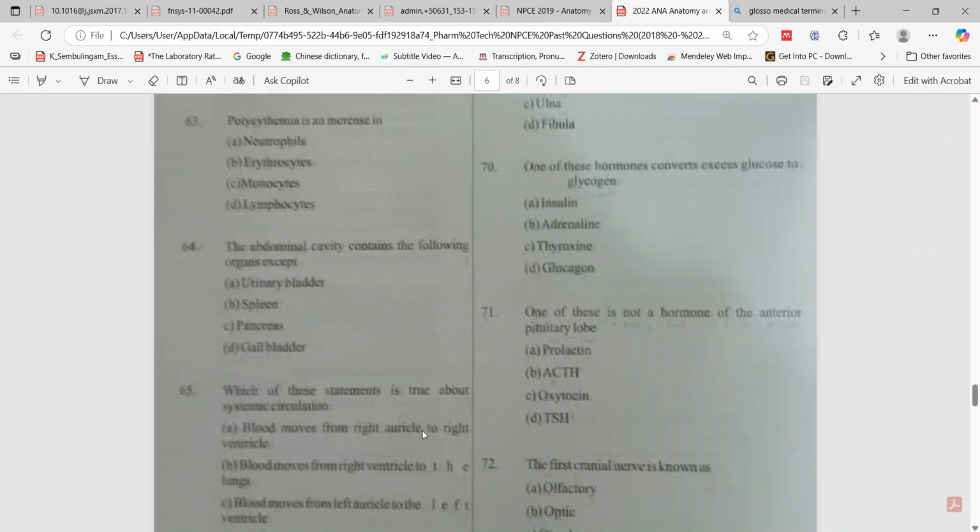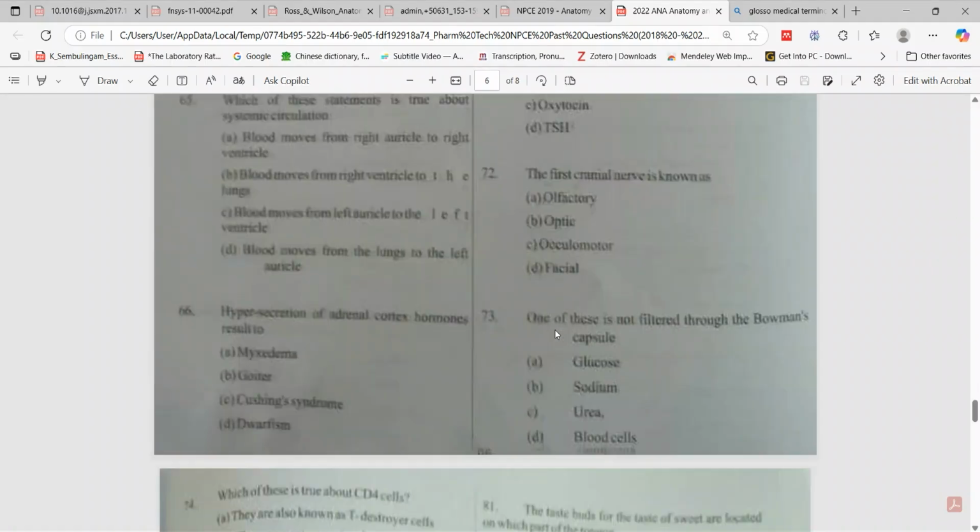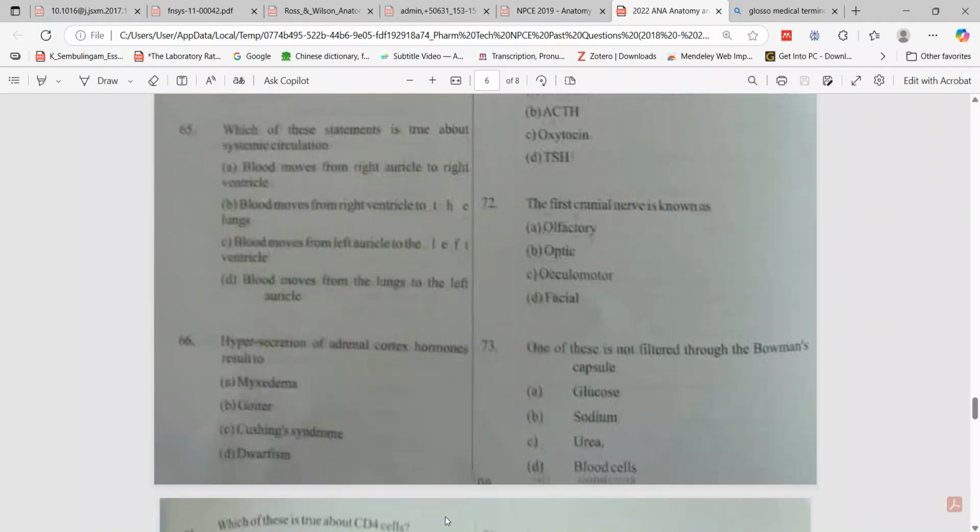71. One of these is not a hormone of the anterior pituitary lobe. Oxytocin. Excellent. Oxytocin is from the posterior pituitary. Next question. The first cranial nerve is known as the olfactory nerve. CN1, olfactory. Correct.